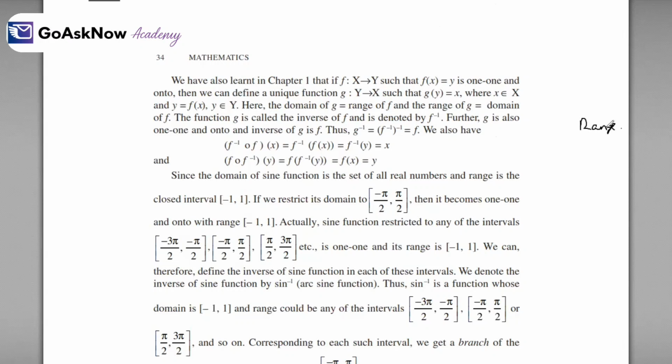So we can restrict the domain to minus pi by 2 to pi by 2. Then it becomes one-one and onto with range minus 1 to 1. I will show you why it becomes one-one and onto in this interval.